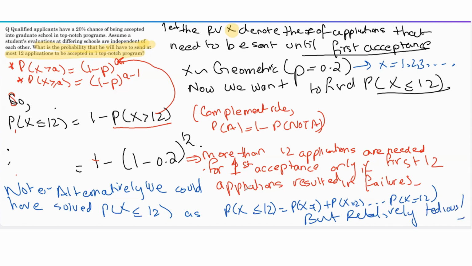So you could have done it this way, summing up all the probabilities from x equals 1 to 12 to find the probability that x is less than or equal to 12. But this is more tedious. An easier way to do questions related to geometric random variables is to keep in mind that the probability x is greater than a is (1 minus p) power a, because you need more than a trials for the first success if the first a were failures. And the probability x is greater than or equal to a is (1 minus p) power a minus 1, because you need at least a trials if the first a minus 1 trials were failures. So using this, it's a lot easier to find the probabilities of a geometric random variable.